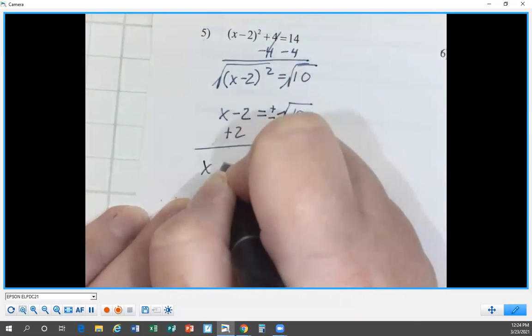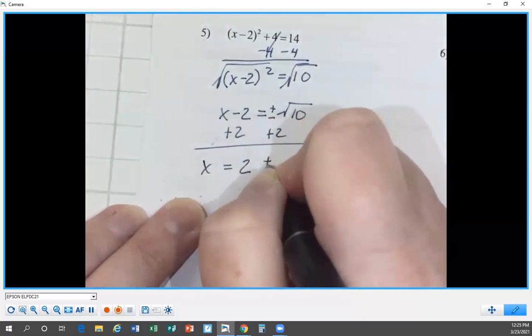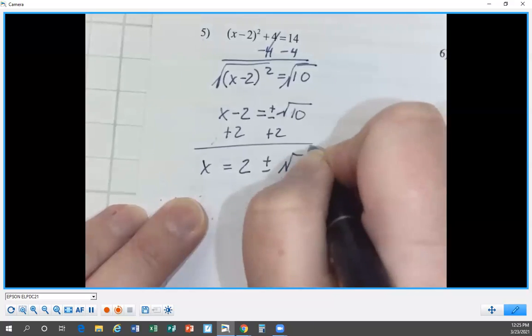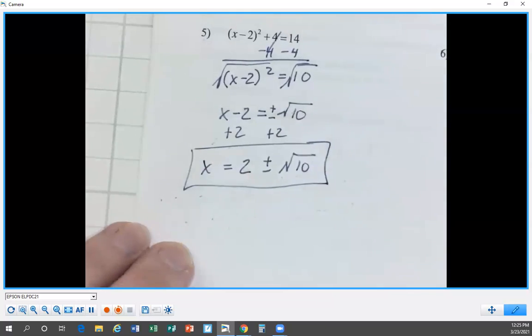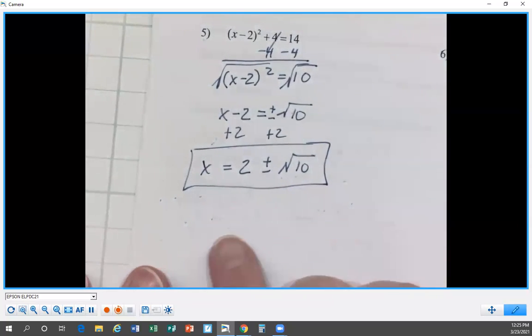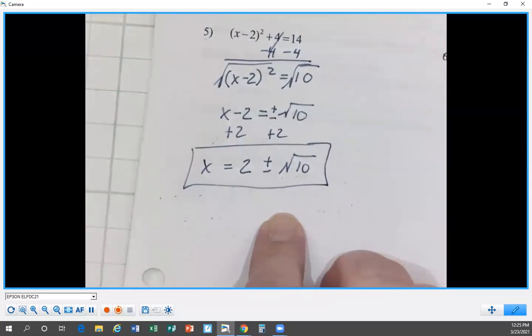All right, so then we add 2 to each side. This gives us x equals 2 plus or minus root 10. Still want to make that problem look more complicated than it really is. It's pretty straightforward, actually. And then if you wanted to do the decimal approximation for graphing, you can.